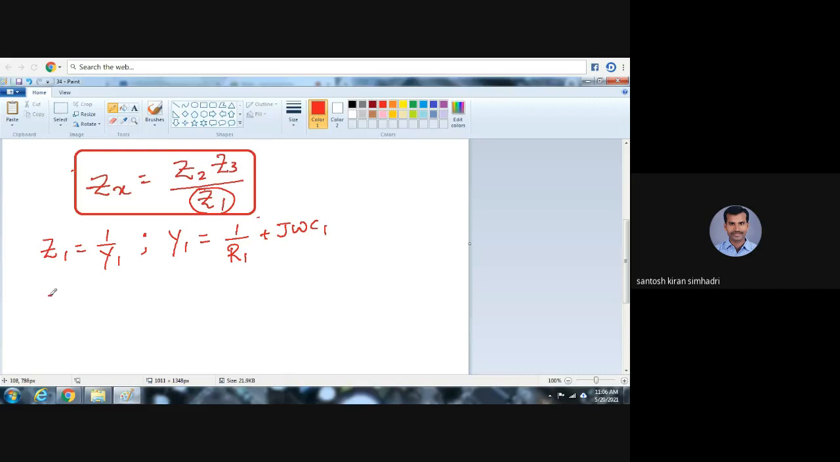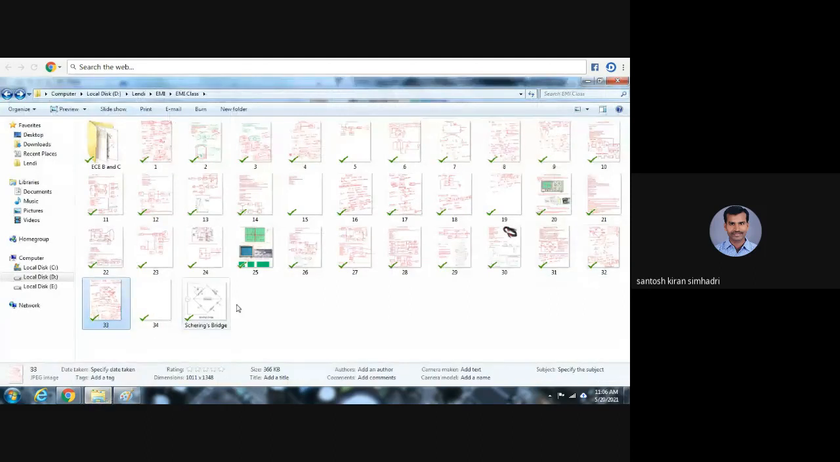Then I will extend with Z2. Simply we can write Z2 equal to R2. Excellent. Then coming to Z3, Z3 equal to R3. Now I am looking at Z4. How does Z4 look? I will show the diagram.